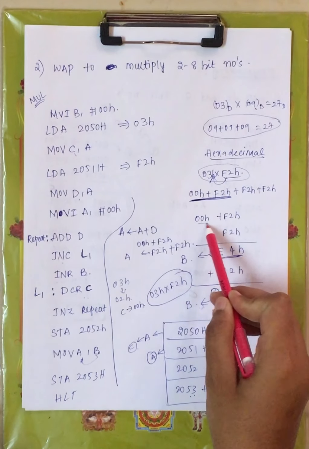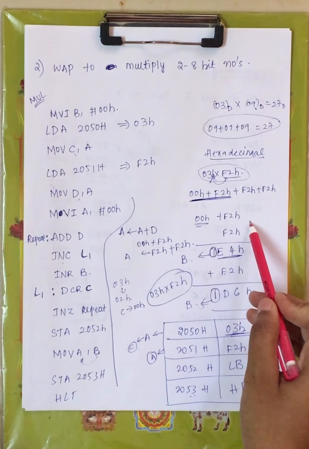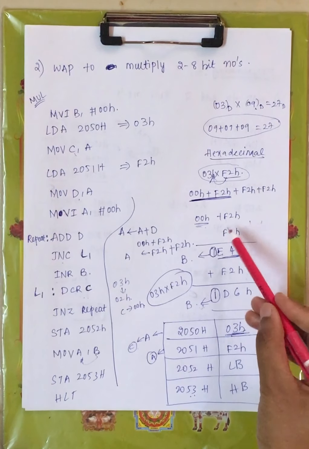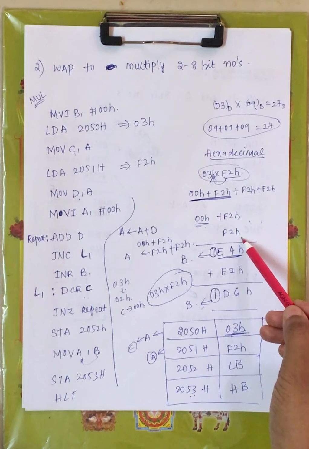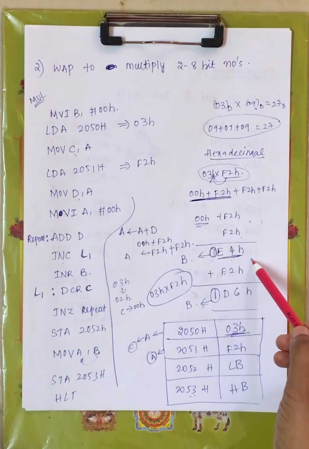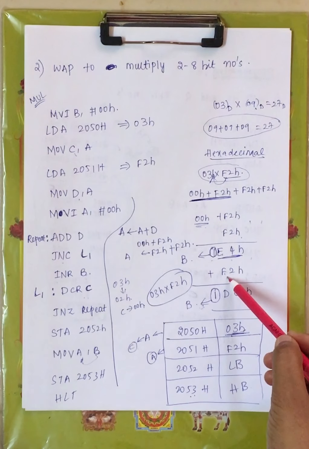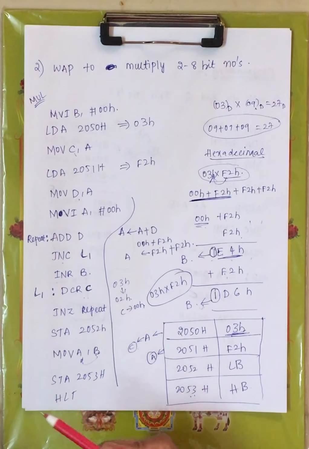Now initially we are considering 00H plus F2H. We will get the same F2H, right? To that F2H we are adding a second F2H, the result is 1E4H. Now to that we are adding a third F2H, that is 1D6H, right?